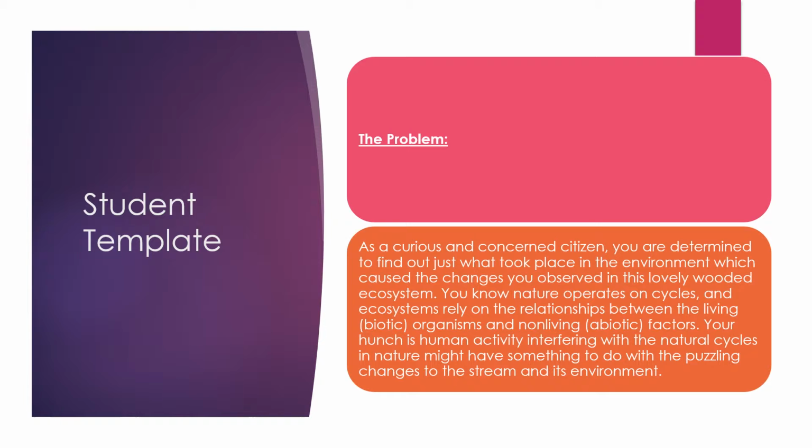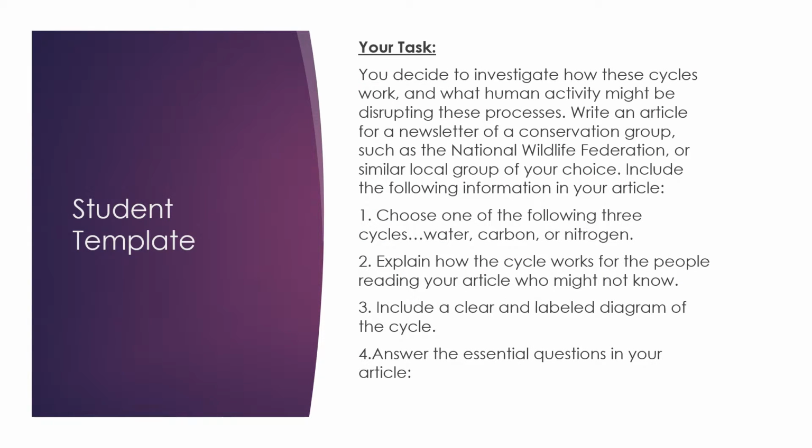You know nature operates on cycles, and ecosystems rely on the relationships between the living biotic organisms and non-living abiotic factors. Your hunch is human activity interfering with the natural cycles in nature might have something to do with the puzzling changes to the stream and its environment. Your task. You decide to investigate how these cycles work and what human activity might be disrupting these processes. Write an article for a newspaper or a conservation group, such as the National Wildlife Federation, or similar local group of your choice.